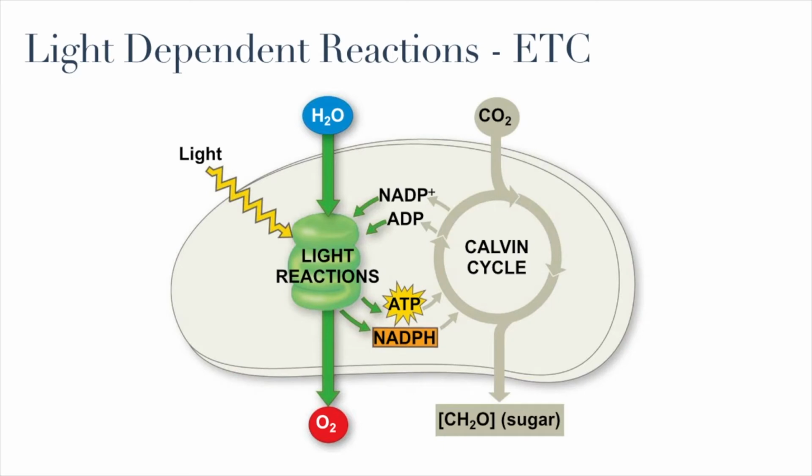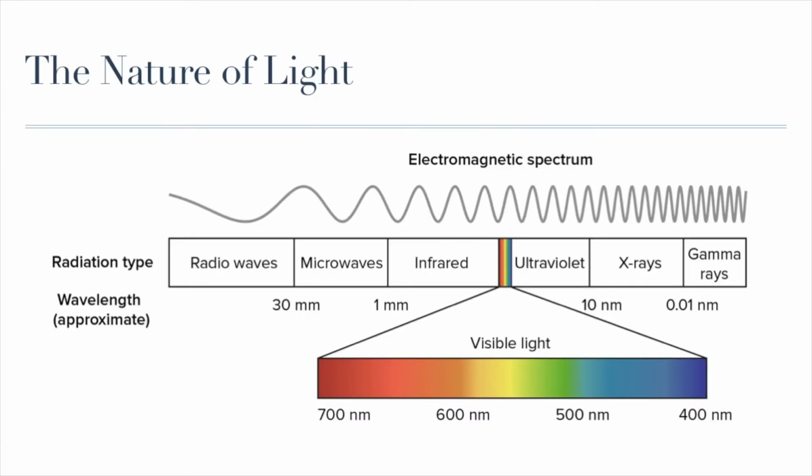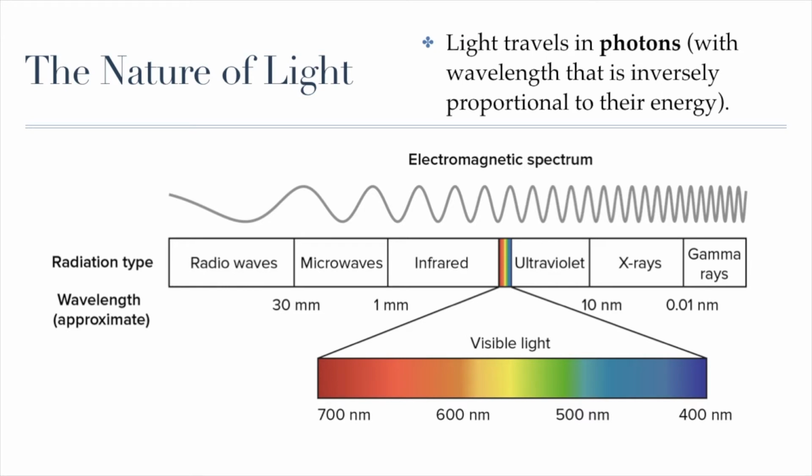So let's start by examining the events of the light-dependent reactions. But before we dive in, I want to just quickly review a little bit about the nature of light. And light, as you may already know, is a type of energy. It is a form of electromagnetic radiation that travels in packets called photons. And those photon packets have specific wavelengths depending on the amount of energy they possess. So the light that we see is called visible light, and visible light has more energy than, say, radio waves or microwaves, but they have less energy than, say, UV rays or X-rays.